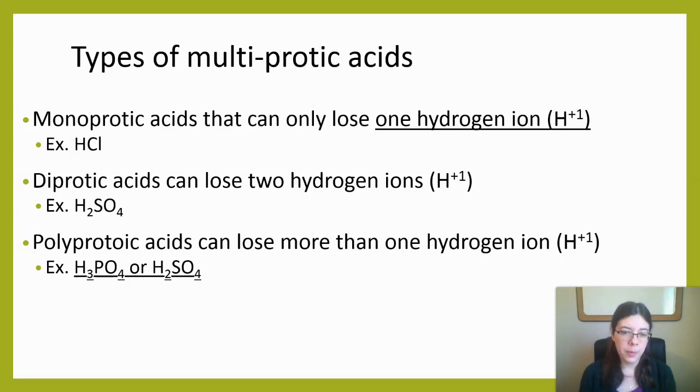I also have polyprotic acids, and these are kind of a generic term for anything that has more than one hydrogen ion it can lose. So we have phosphoric acid, H3PO4, which has three hydrogen ions that it can lose. Or we have sulfuric acid, which is also a polyprotic acid, having two hydrogen ions it could lose.